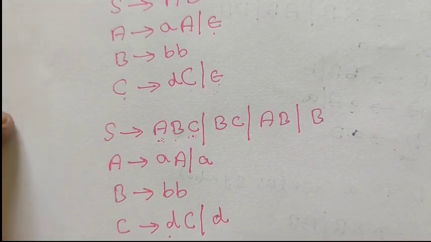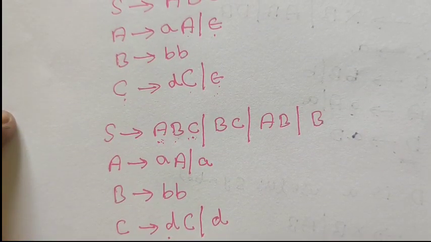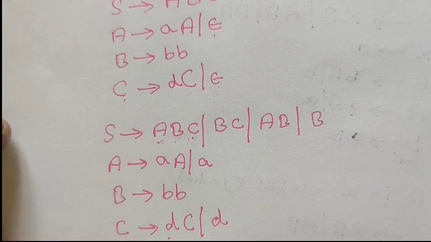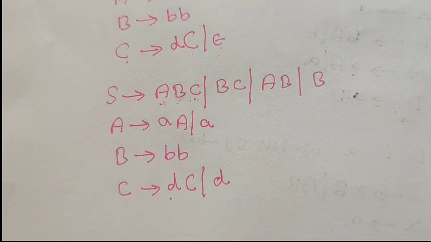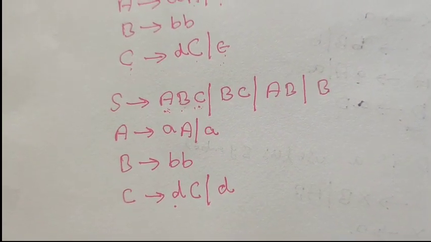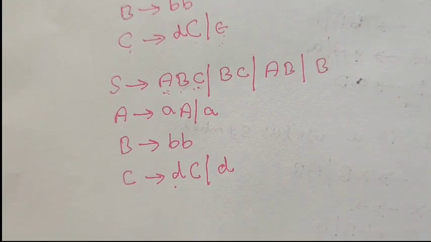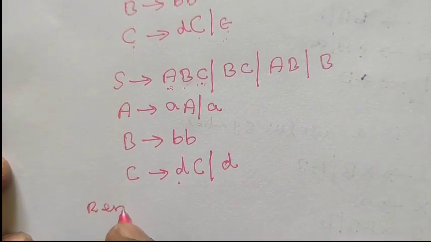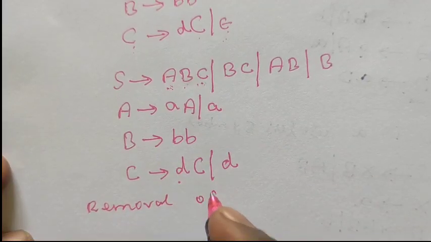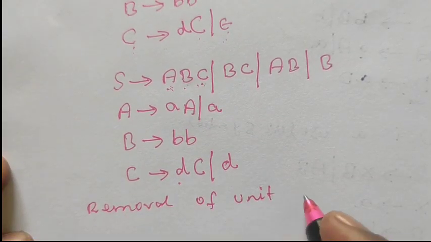Now, this is the grammar which does not have any null productions. This is the way of eliminating null productions here. And the last one is eliminating unit productions. So, removal of unit productions.